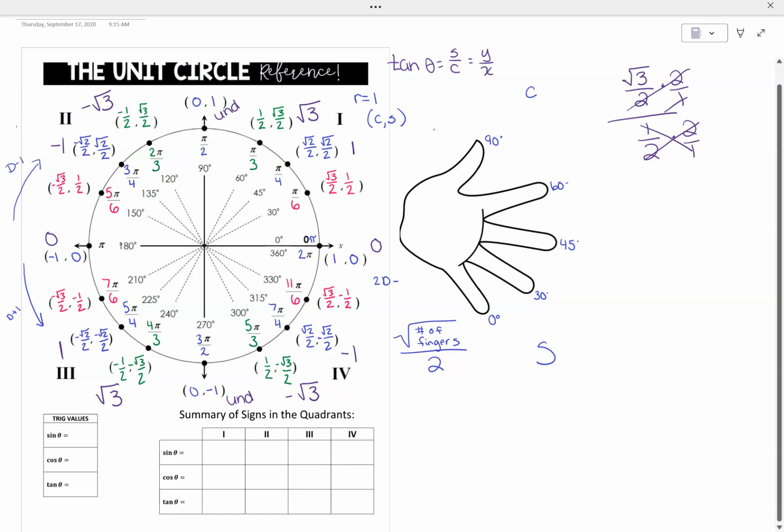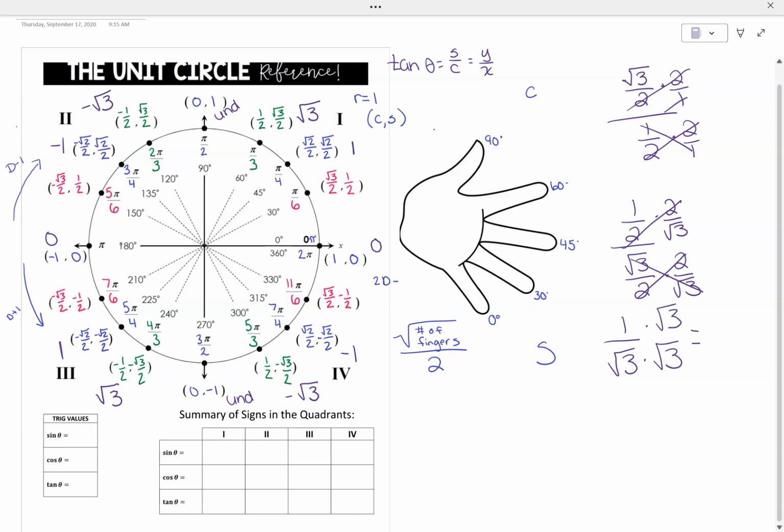But notice what happens when I do 30 degrees. 1/2 divided by the square root of 3 over 2. Again, we multiply by the reciprocal. But notice what happens here. These cancel, these cancel, these cancel. I'm left with 1 over square root of 3. Well, remember, we can't stop there. We have to multiply top and bottom by the square root of 3. And then we get square root of 3 over 3.